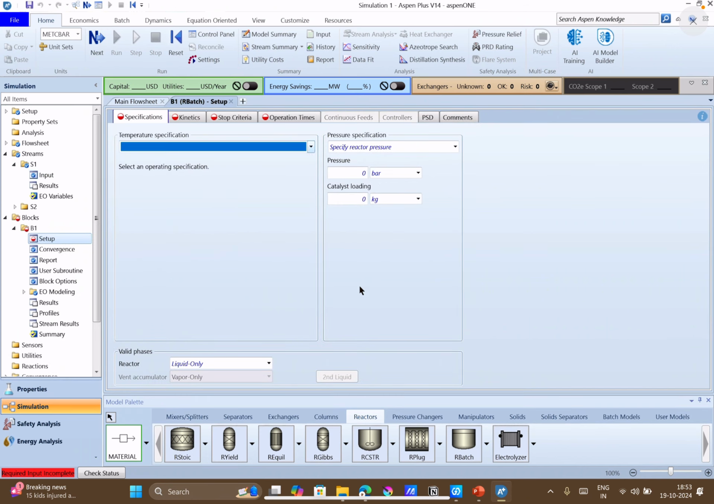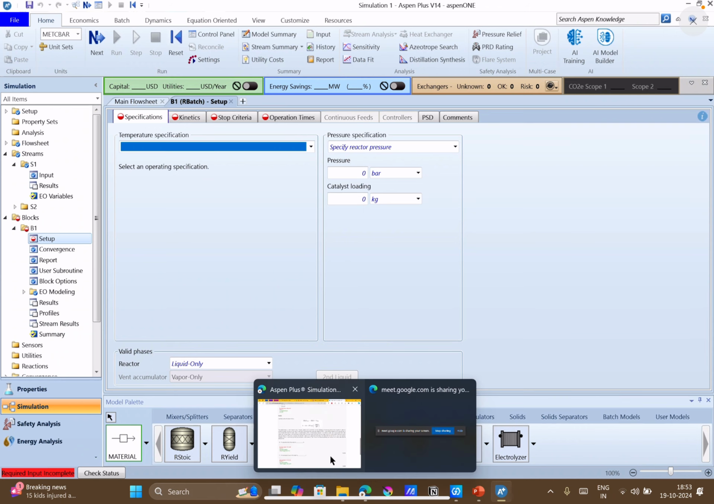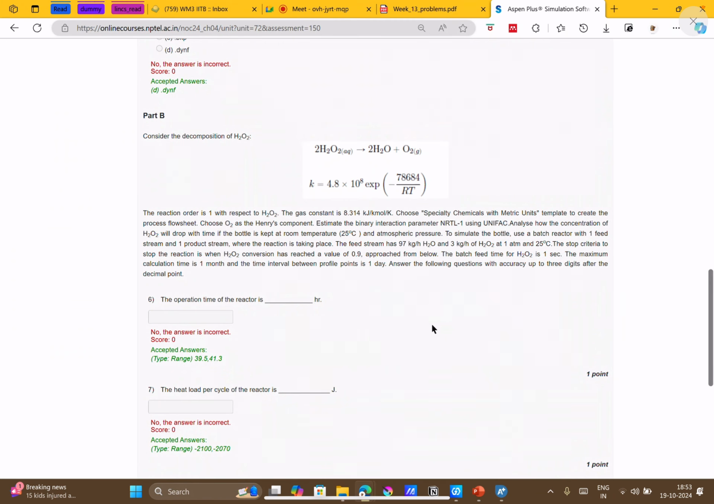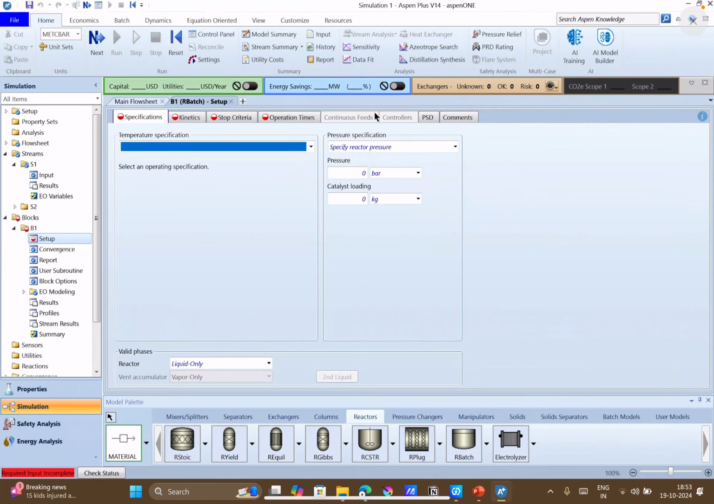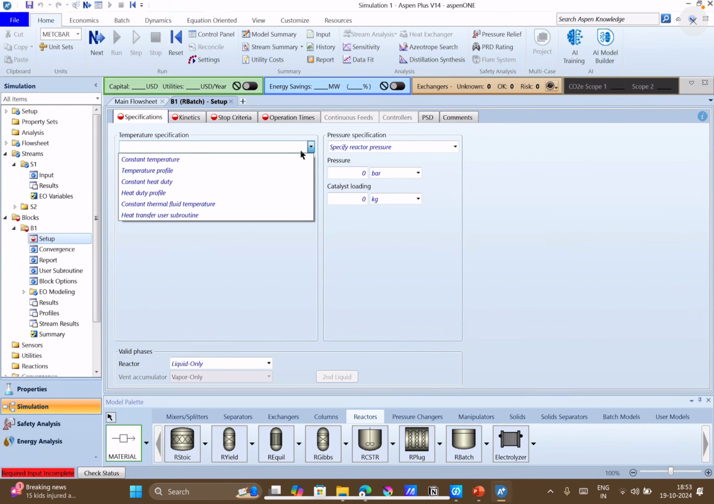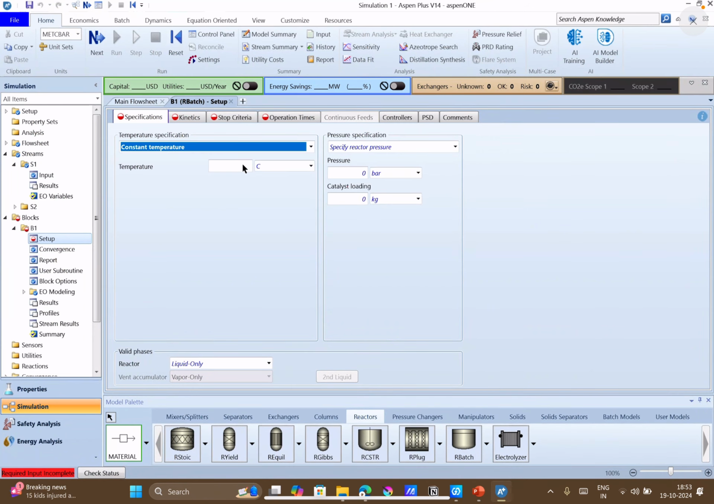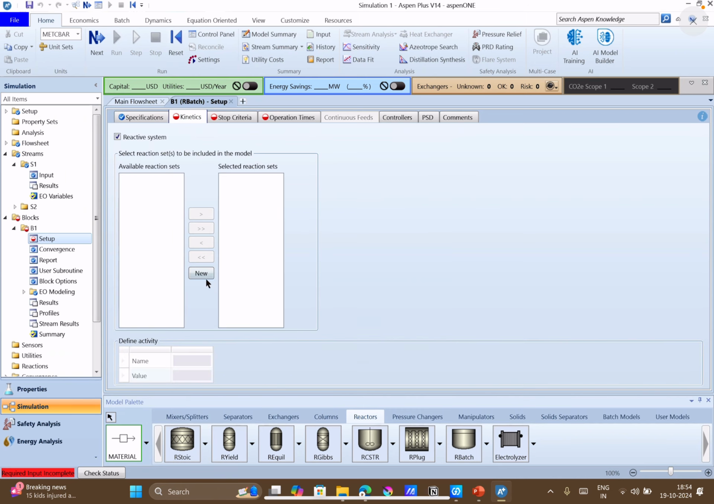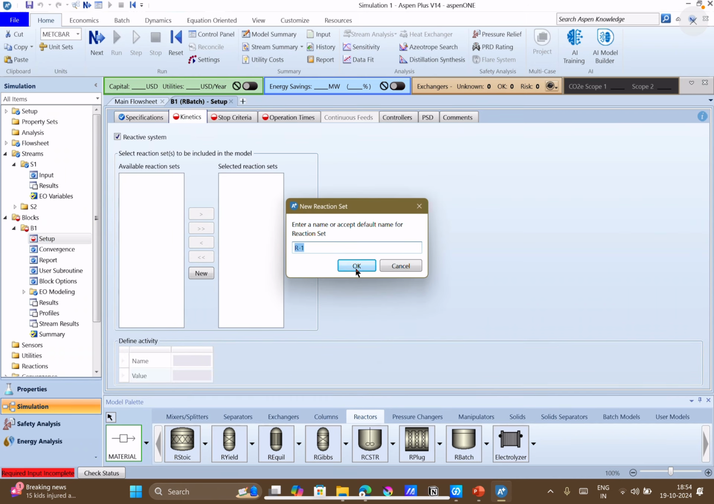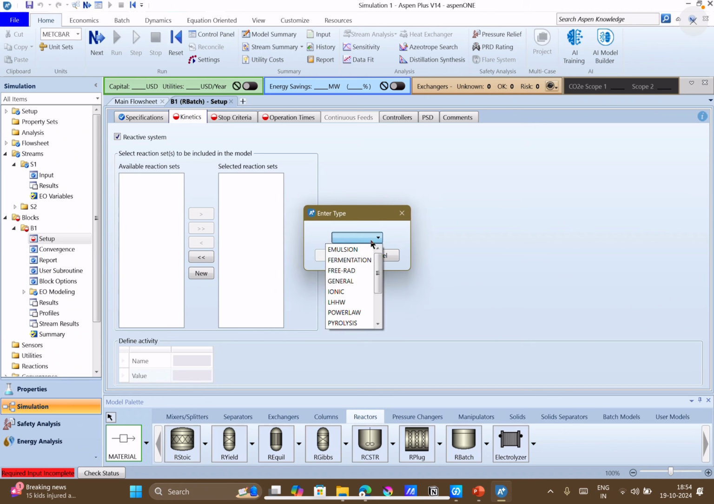Okay, so temperature specification, again the same room temperature reaction is happening, so temperature will be constant at 25 degrees centigrade. Kinetics, we have to add the reaction, so create a new reaction. Let's say power law.